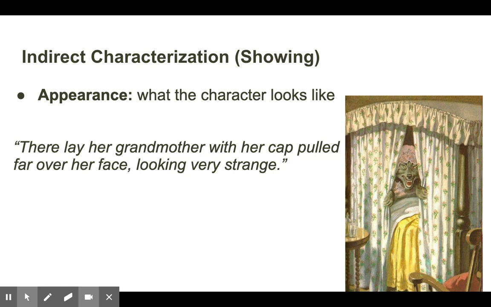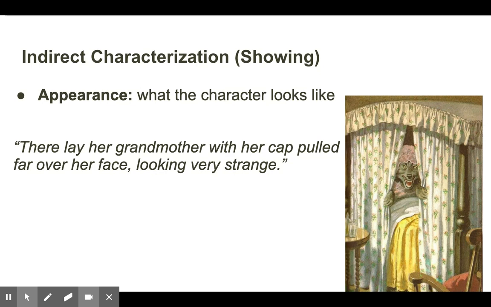Appearance. That's basically what the character is described as looking like. It could be the face, the body type, all sorts of different things. And with the wolf, we get this sentence: "There lay her grandmother with her cap pulled far over her face, looking very strange." Now, the grandmother in this case is, of course, the wolf. And the fact that she's looking very strange means that she's kind of deceptive in some way.